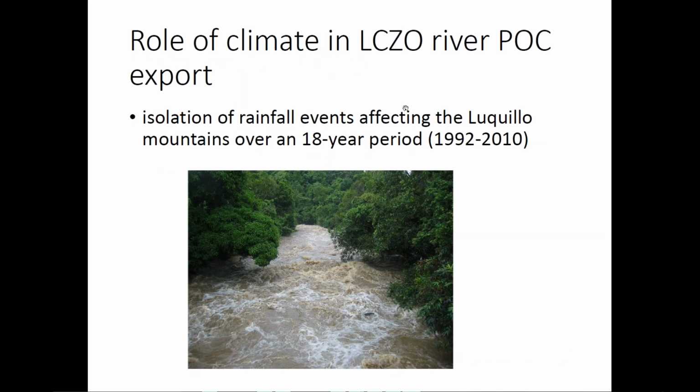Okay, so then we're thinking about hot moments. I wanted to really address the role of climate specifically. Martha Scholl and Sheila Murphy had a paper, sorry I didn't reference it, but essentially they were able to isolate rainfall events affecting Luquillo, specifically Rio Akakos, over an 18-year period. Okay, continue.